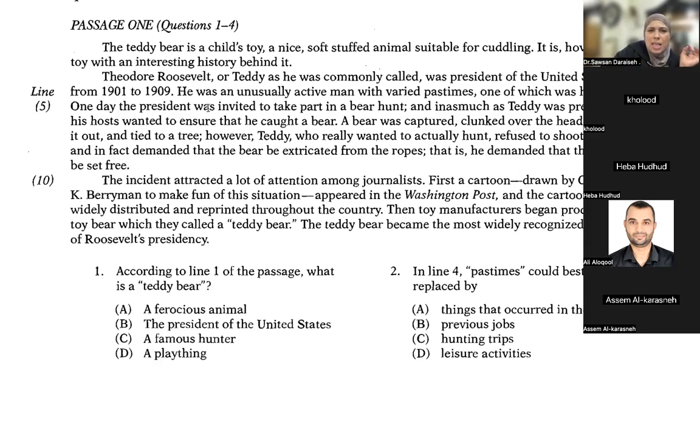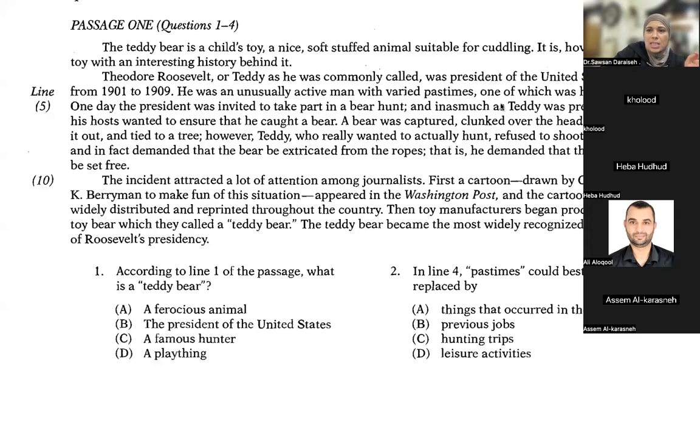Yeah. So he was an unusually active man. He was an active guy, guys, all right? With varied pastimes. His free time, you know, pastime, he would go probably do certain things. Let's see what he did. One of which was hunting. The hobbies, pastimes, was hunting. He said, one day, the president was invited to take part in a bear hunt. So, guys, in America, it was very common to take part in a bear hunt, in a deer hunt, okay? Because America, till now, is full of bears, by the way. Do you know that? Okay?